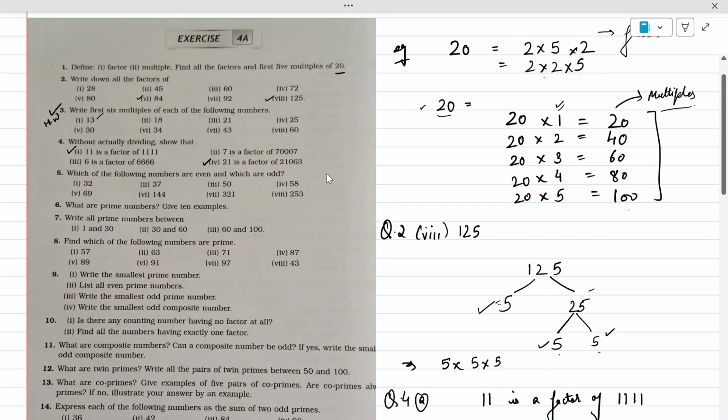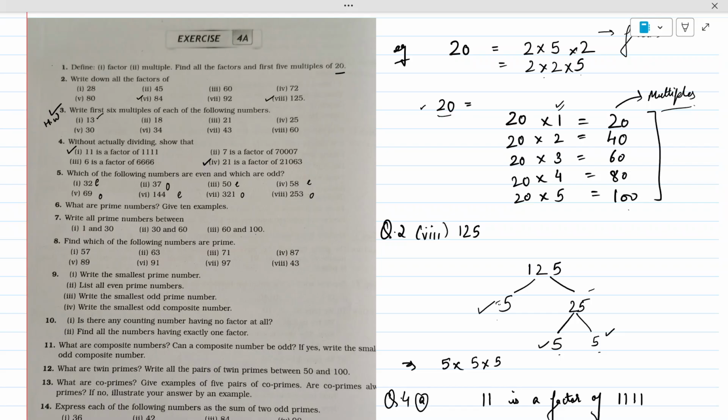So kids, this is very easy. This is a grade 2 question. Okay. And we can easily do this. We know that a number which is divisible by 2 is always an even number. So 32 is an even number. 37 is an odd number. 50 is even again. 58 is even. 69 is odd. 144 is even. 321 is an odd number. 253 is an odd number.